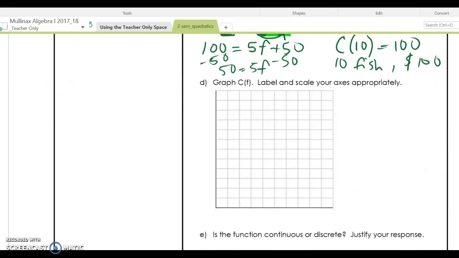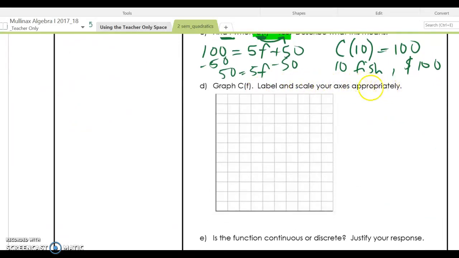Okay, we're going to graph this, label and scale your axis appropriately. So the input is the number of fish because that is the independent variable. The dependent is the cost because the cost is dependent on the number of fish. So we have f, the input, and C of f is the output. Since I have a starting cost of $50 and an increase of 5 after that, I'm going to label my x-axis by tens. So each box represents $10.